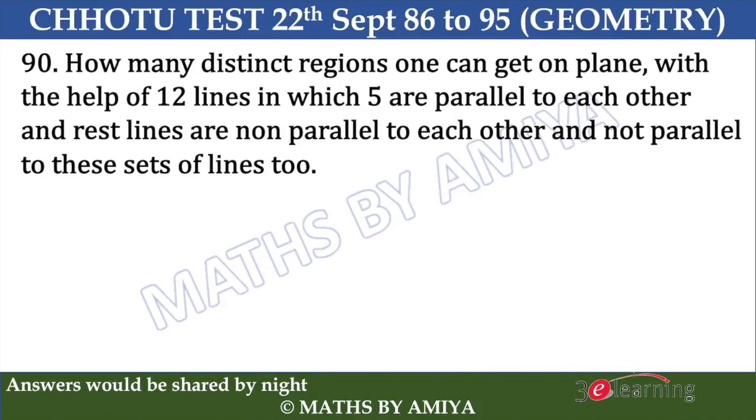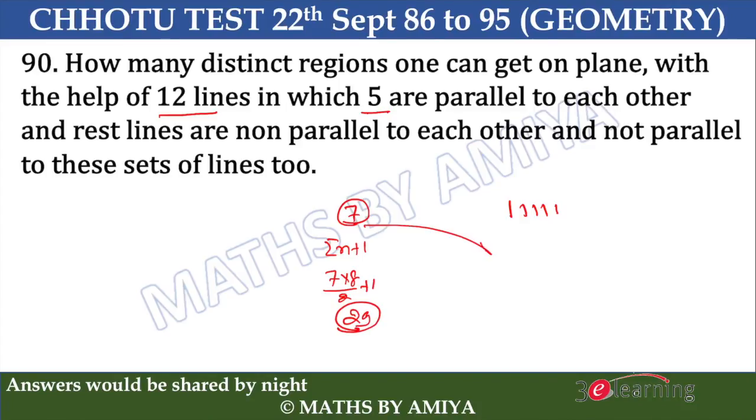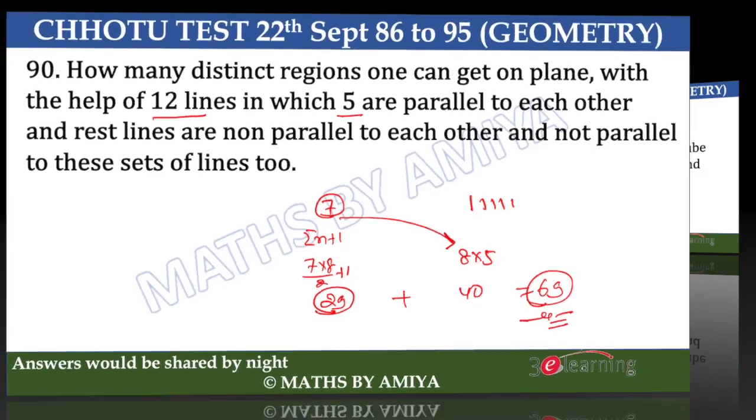We have discussed a lot of concepts on the regions. We have 12 lines in which 5 are parallel lines, and we have 7 non-parallel lines. So non-parallel lines give sigma n plus 1. So we have 7 into 8 divided by 2 plus 1, which is 29 regions. And by this we'll get 8 into 5, that means 40 regions extra. So the total number of regions is 69, and 69 is the answer.